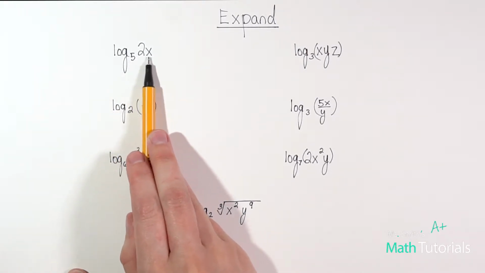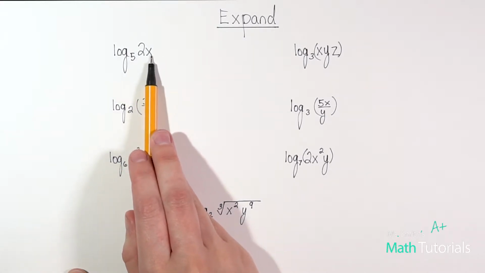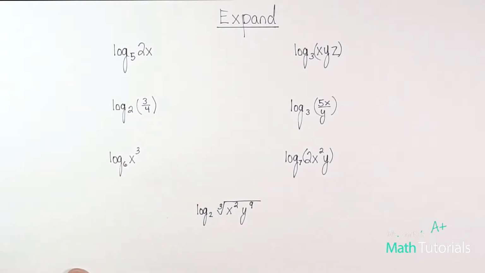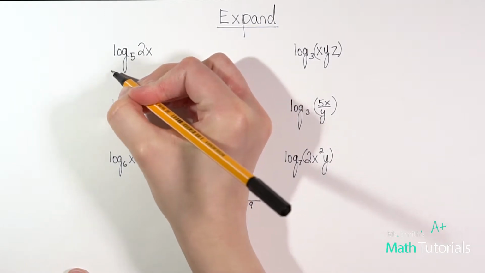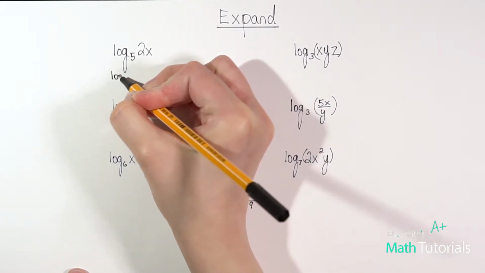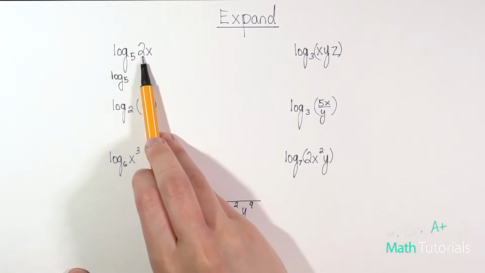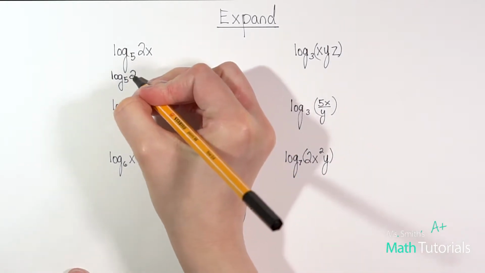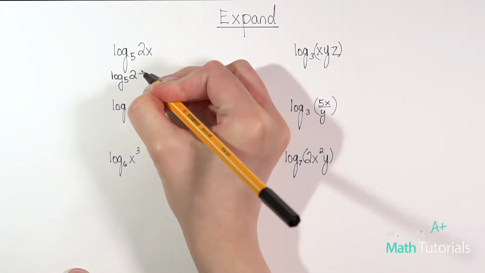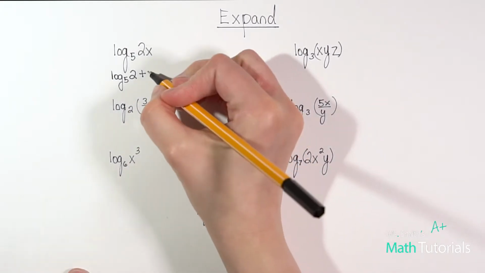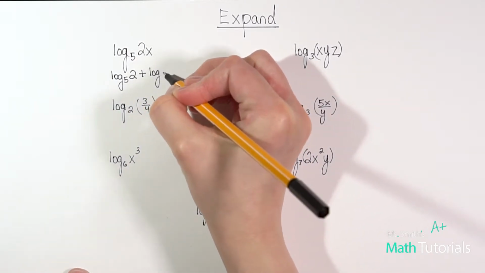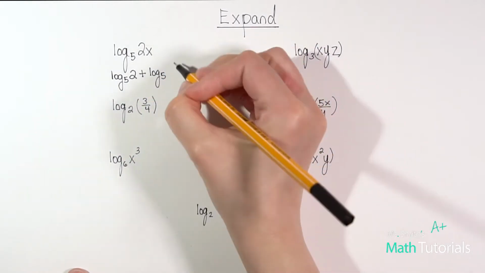But what we have to look at is what's the relationship that's happening here. So this is 2 times x. And remember we said times goes with adding. Hopefully that's what you were saying. So we keep our log base 5 of 2 plus, and I say plus because we were multiplying, so now we're going to add log base 5 of x.